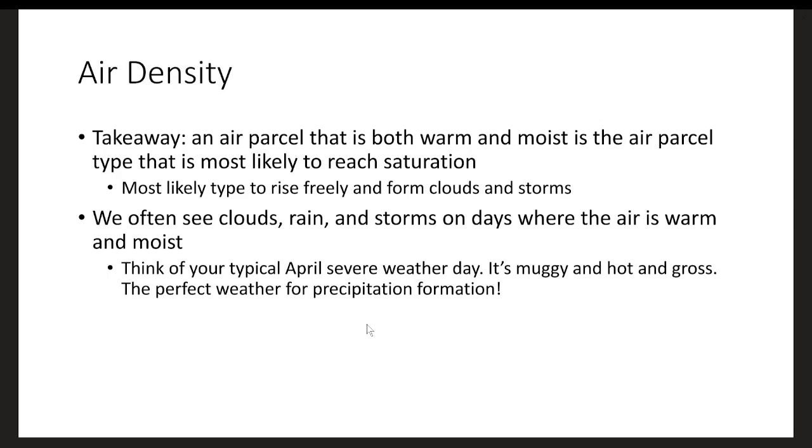So think about April, our favorite month, or May if you live in Oklahoma like me. Think of your typical April or May severe weather day. It's muggy and hot and gross. The perfect weather for precipitation formation. And that is true. That is true.